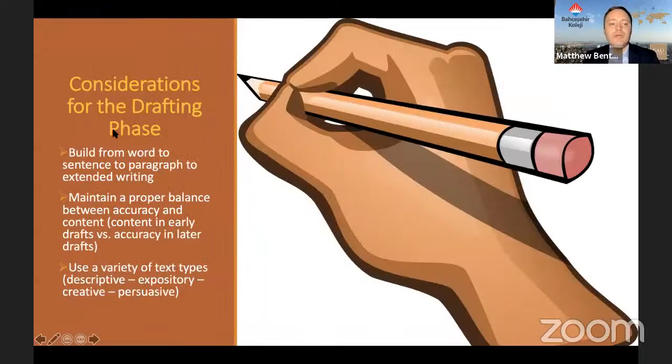Considerations of the drafting phase. Now, I'm not going to get too deeply into this because it's certainly something we'll dive into with our high school groups later. But for the K-8 teachers, I especially want to focus on this part of the process, building from word to sentence to paragraph to extended writing by the time our students are at that B1 plus level at the end of middle school, going into 8th grade after 7th grade.